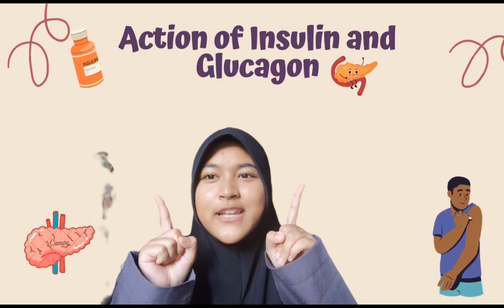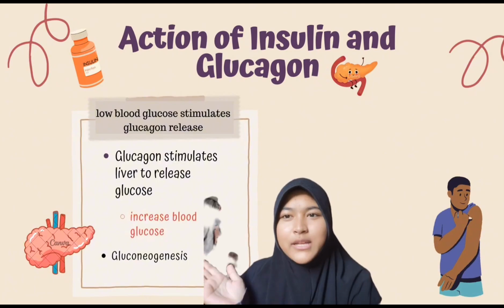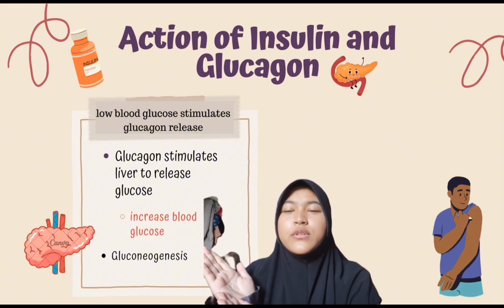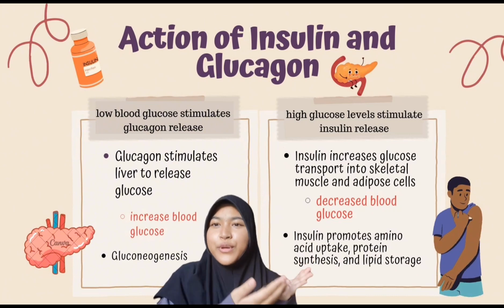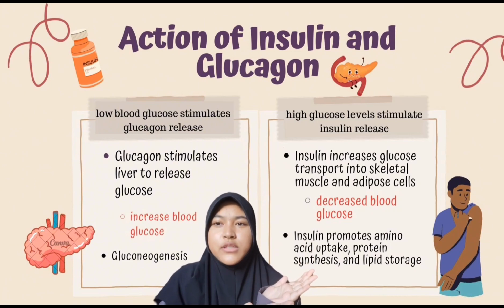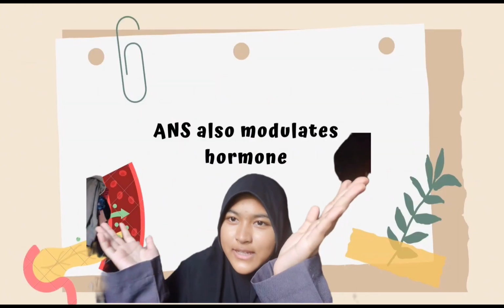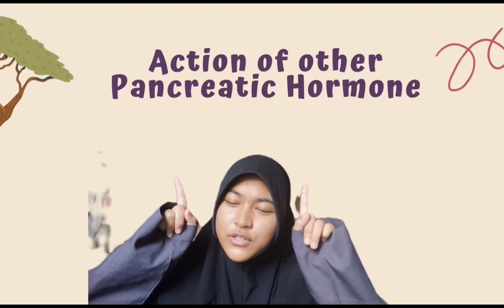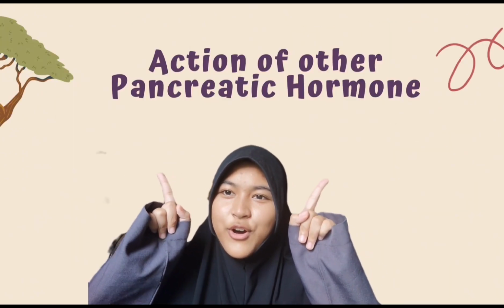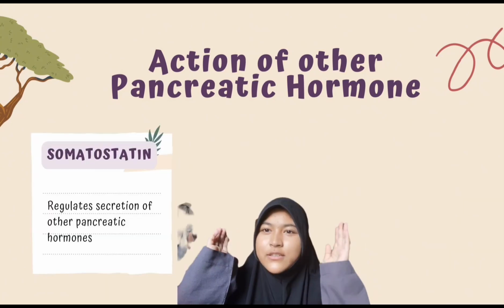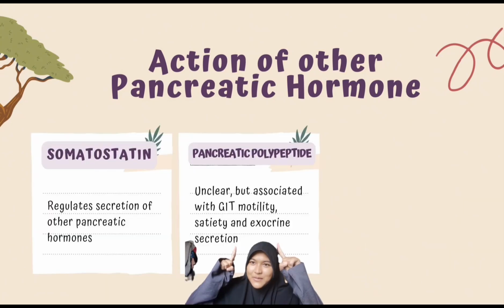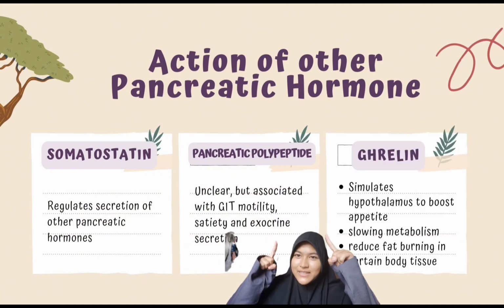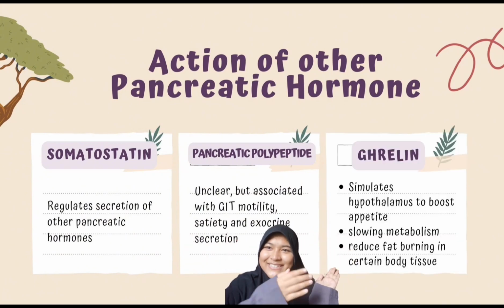Action of insulin and glucagon. When blood glucose level is low, it stimulates glucagon, and when blood glucose is high, it stimulates insulin. The ANS also modulates hormone release. Action of other pancreatic hormones: somatostatin, pancreatic polypeptide, and ghrelin.